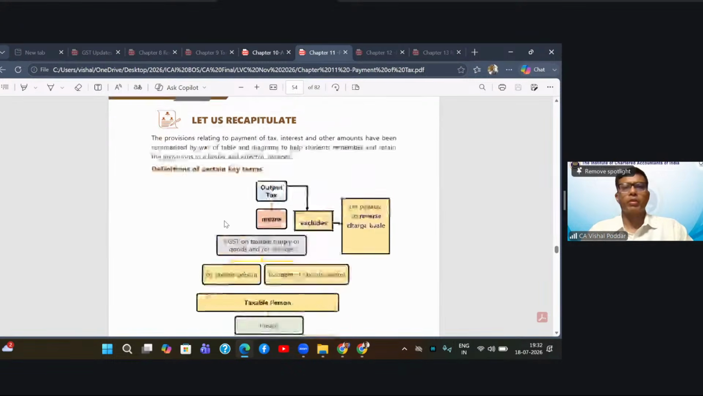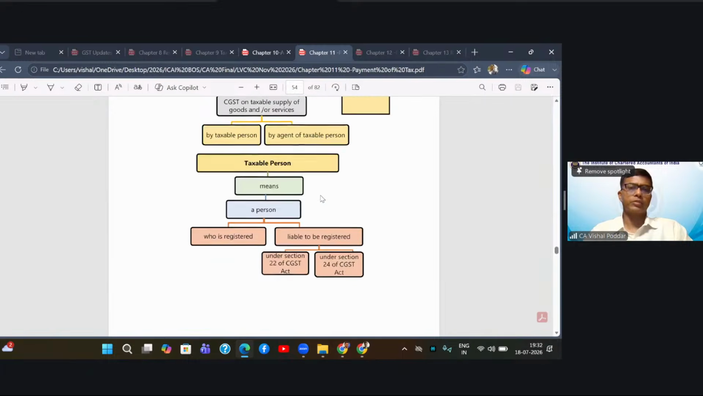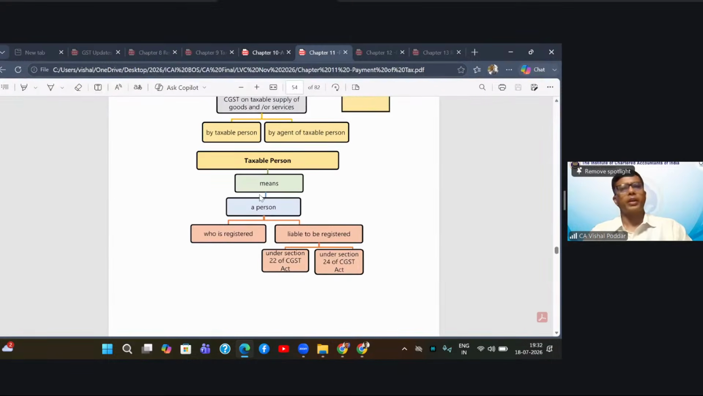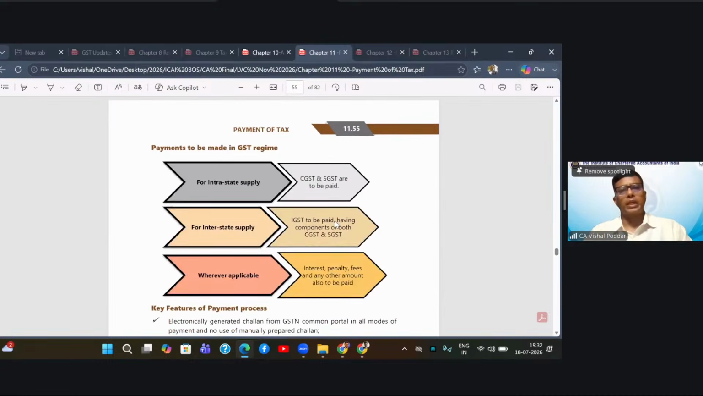Here there are some important terms. So first is output tax. Output tax means the CGST which is applicable on the taxable supply of goods or services by the taxable person or by the agent, but will not include the tax which you are required to pay under RCM. So RCM tax is not covered in output tax. Taxable person, we all know, is the person who is registered or who is liable to be registered because of section 22 or 24.